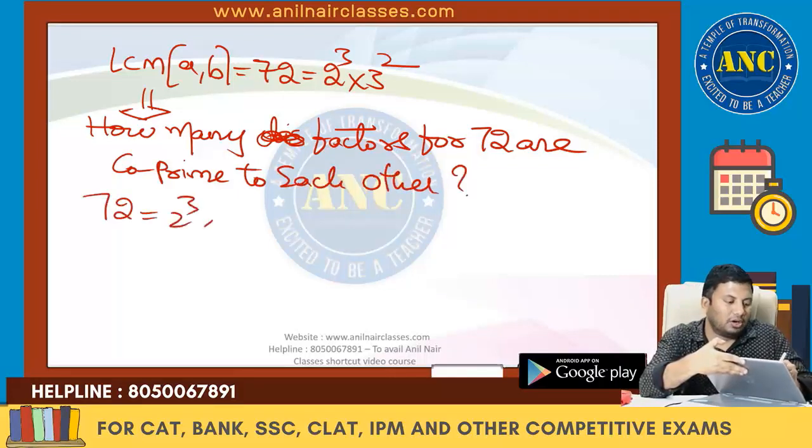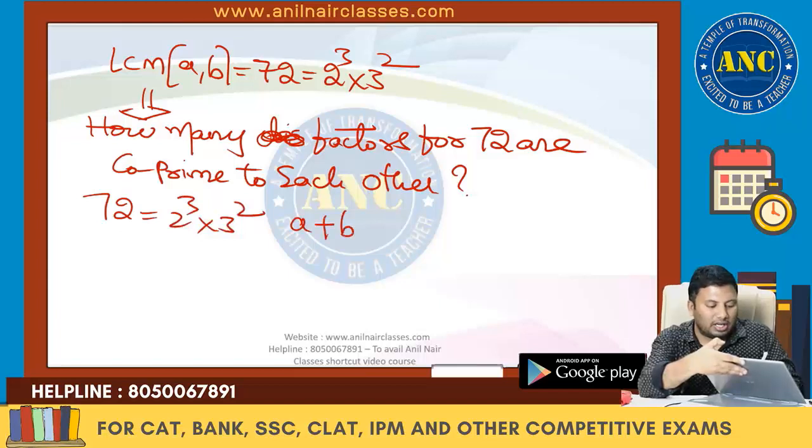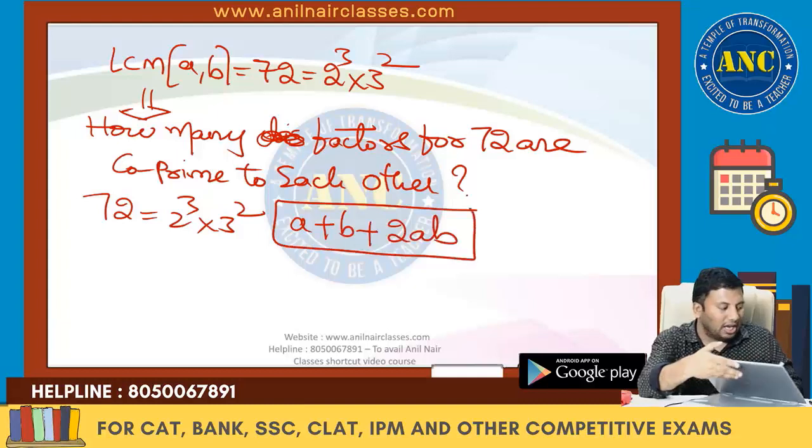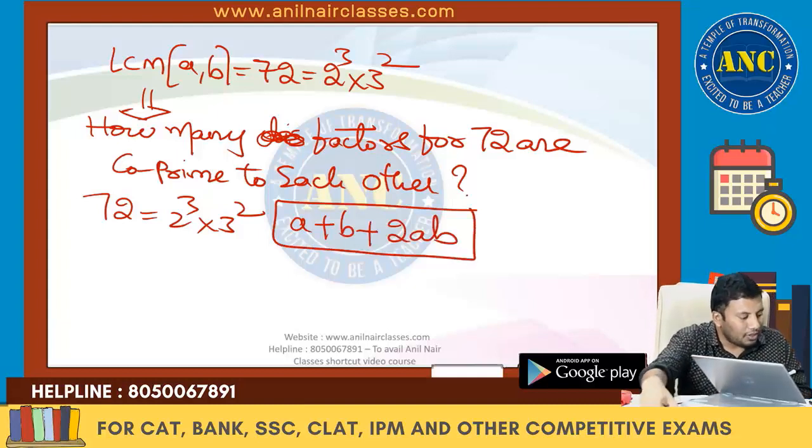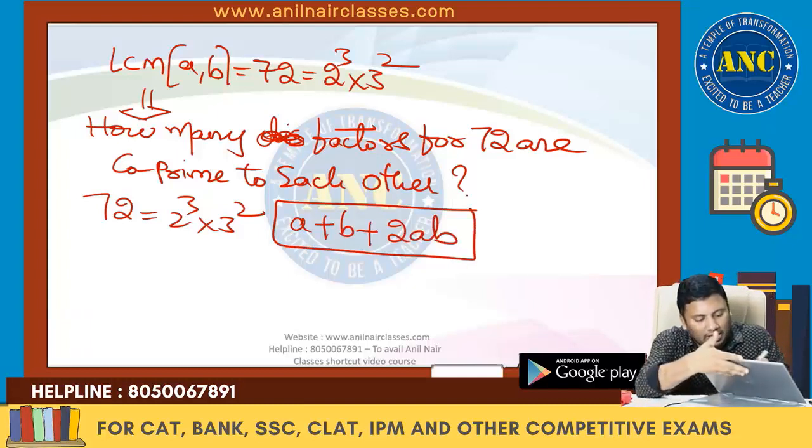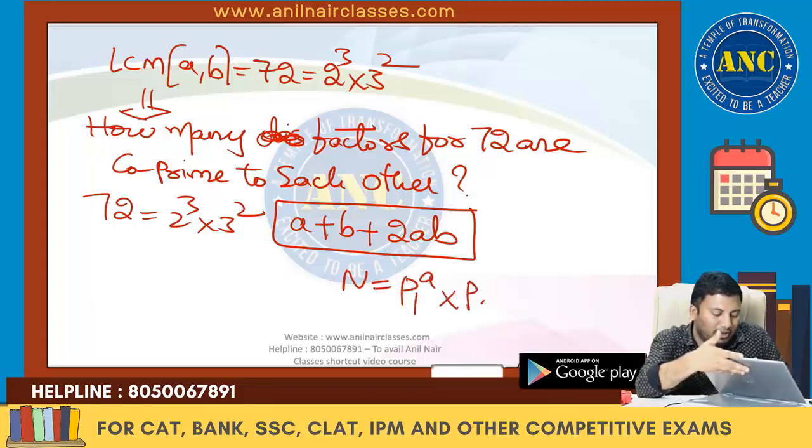72 is 2 power 3 into 3 square. Here I told a logic in the previous class. Logic is a plus b plus 2ab, where n is p1 power a into p2 power b.